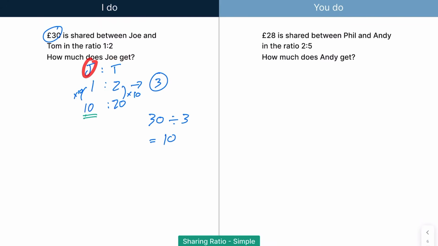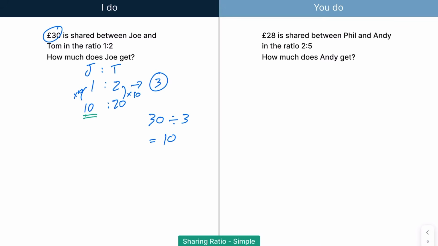So 1:2, and we label where the numbers represent the people. Then we find the total number of parts. So we just add the ratio together. Once we have the total number of parts, we're just going to divide the total amount by that. So that tells us how much one part is worth. And then we know how to go from there to there.